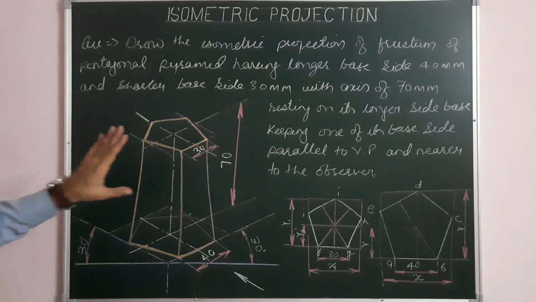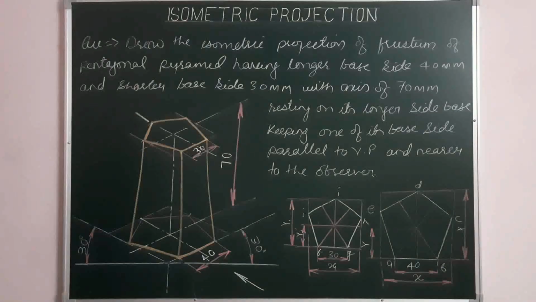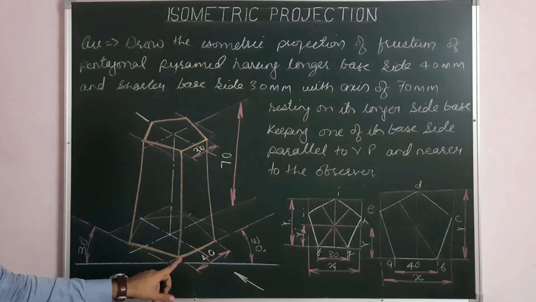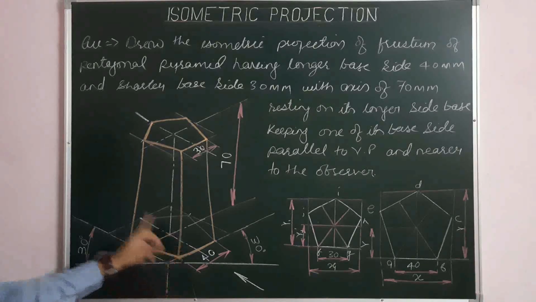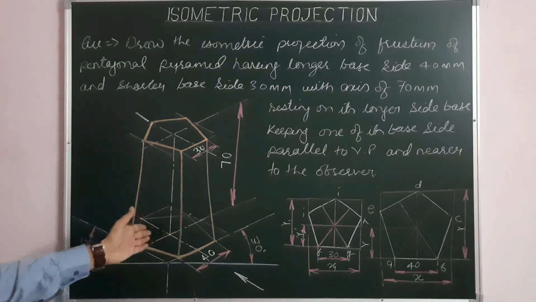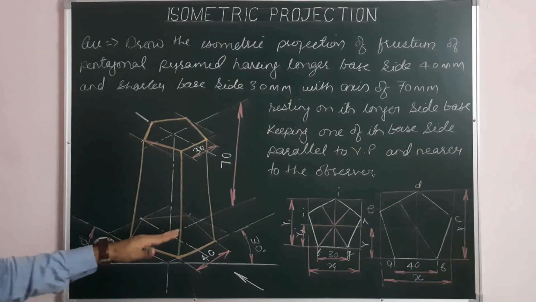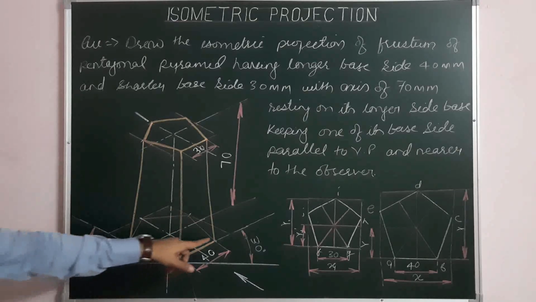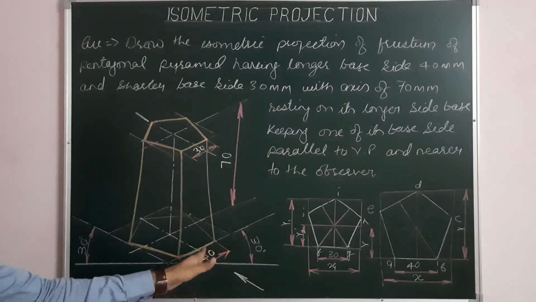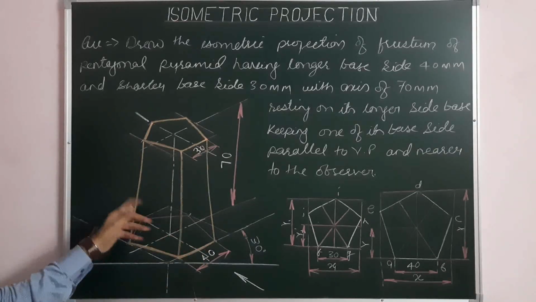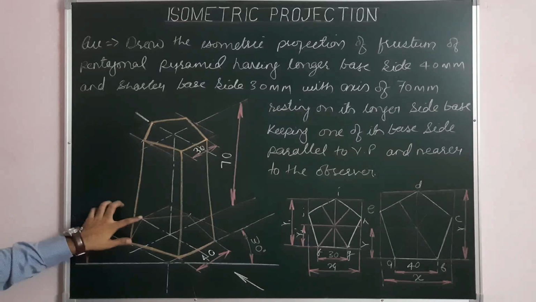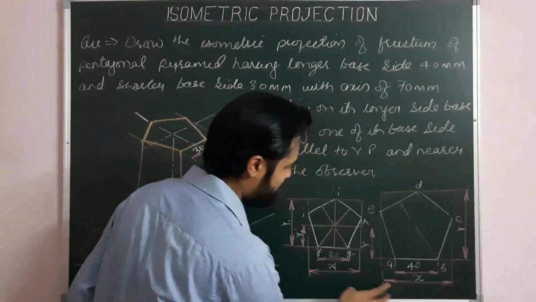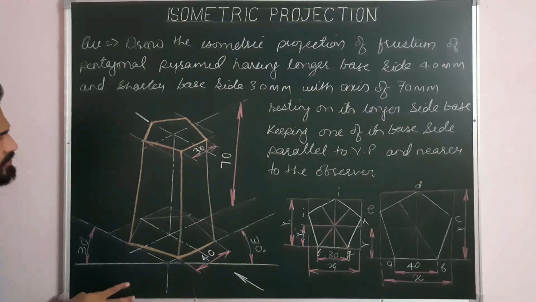So this is the final projection of the given frustum of a pentagonal pyramid, which is resting on its longer base, provided an edge of the longer base is parallel to VP and in front of VP, the same is nearer to the observer or away from VP. So this is the side which is nearer to the observer from this direction, and the same is parallel to VP and also away from VP. So this is the final projection. Last, in examination, please write the helping figure and isometric projection here.